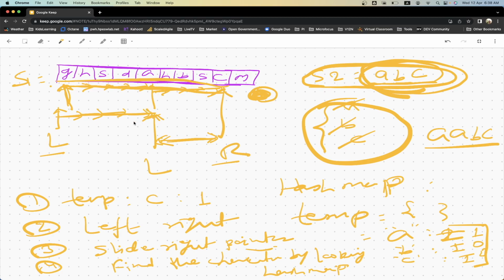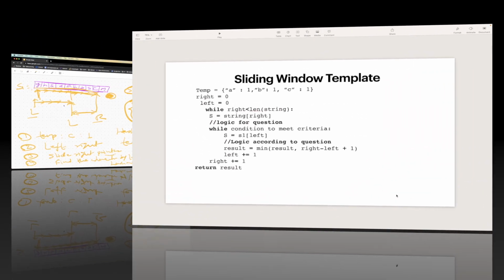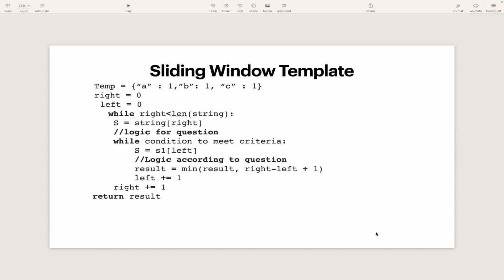Okay, so we'll just look at what I've noted down. This is what I noted down. So this is the temp. It is nothing but the hash map where I'm putting the characters. Then we define the right pointer, define the left pointer, and then slide the right pointer till I've reached the end of the string. Find the characters from the string and then apply the logic. For us, it was to match the characters from the hash map. Here, depending on the questions, we'll apply the logic.